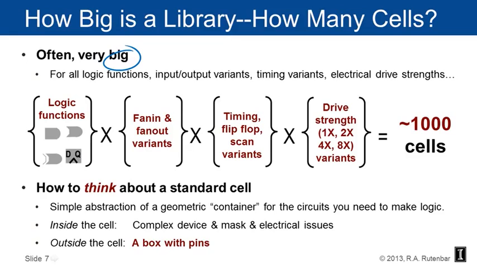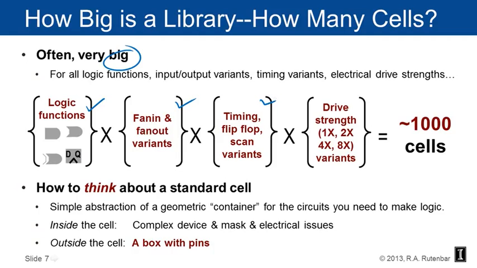At a very high level, the way to think about this is that there's a lot of different logic functions. So AND, NAND, OR and NOR, XOR and XNOR, things like that, and a bunch of different kinds of flip-flops. There's a lot of fan-in and fan-out variants, so you probably want NAND gates that have 2 inputs and 3 inputs and 4 inputs, for example. Ditto for all the other kinds of basic logic gates. There's a lot of different timing variations. There's a lot of different kinds of flip-flops.